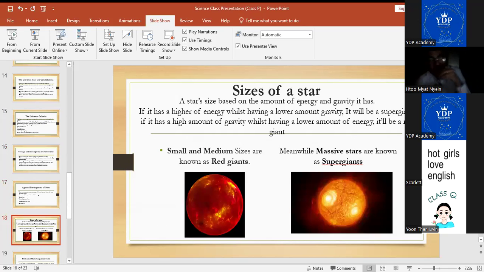Size of a star. A star's size is based on the total amount of energy and gravity it has. If it has a higher amount of energy whilst having a lower amount of gravity, it will be a supergiant. If it has a high amount of gravity whilst having a lower amount of energy, it will be a red giant. Small and medium sizes are known as red giants. Meanwhile, massive stars are known as supergiants.